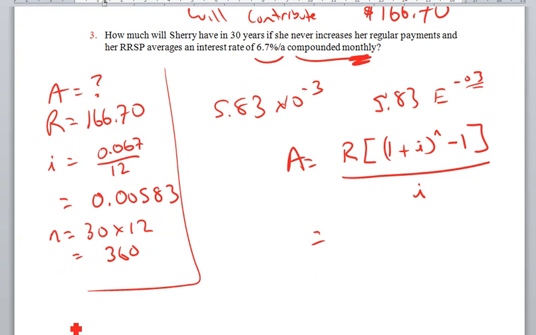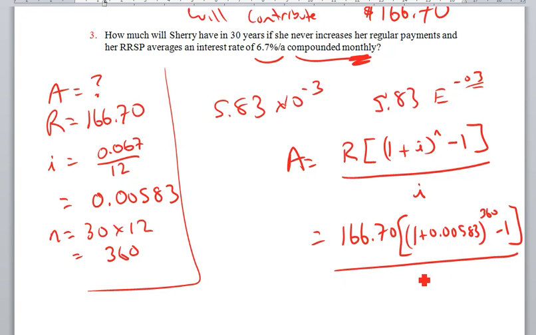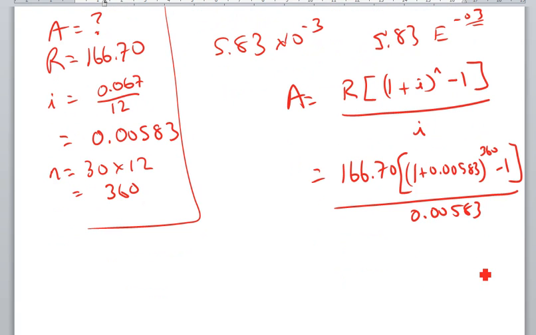Then I just substitute, because I've done all the work already to make my life easier. So instead of R, I've got 166.70 big bracket 1 plus 0.00583, close the brackets, to the power of 360 minus 1, close the bracket, all over 0.00583. Okay, equals. Now if you want to do it in Excel, let's try that.